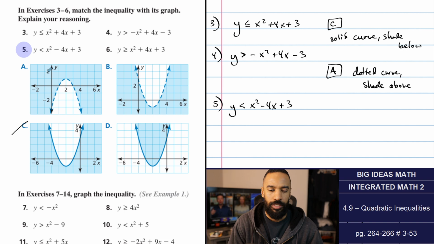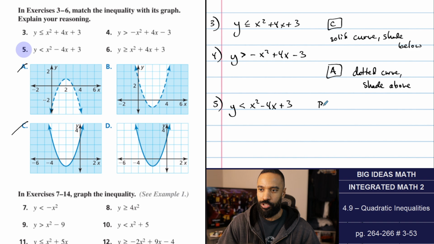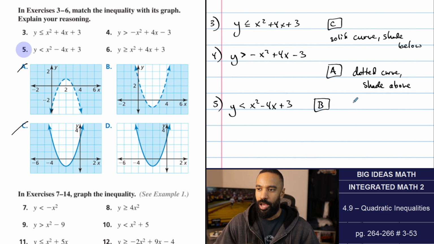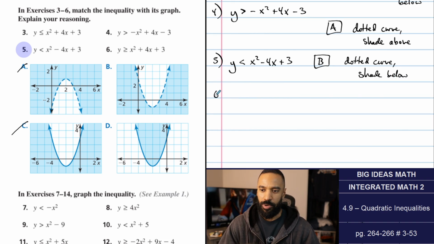So what have we answered? C and A? All right, number 5 is between B and D, and 1 has a dotted line, which should represent number 5, and I also shade below, so that sounds like a good answer for B. Dotted curve, shade below, and then number 6 must be D.